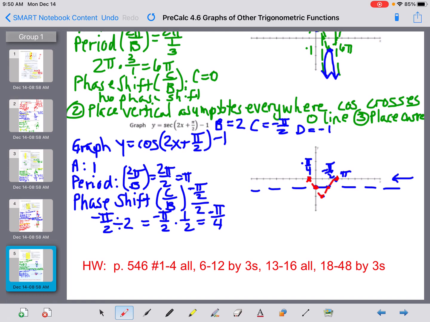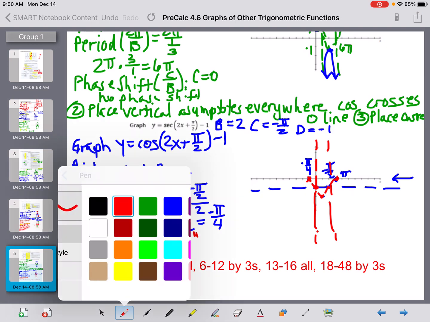Okay, this is where I really want you to notice this, okay? I need asymptotes at the zeros, okay? So because my 0 line moved, I need asymptotes still where it crosses my 0 line, okay, which in this case is not my x-axis right now because it dropped by 1, okay? That's where I need them. They need to line up with my 0 line, not my x-axis at all times, but my 0 line, okay? And then I need my curves.